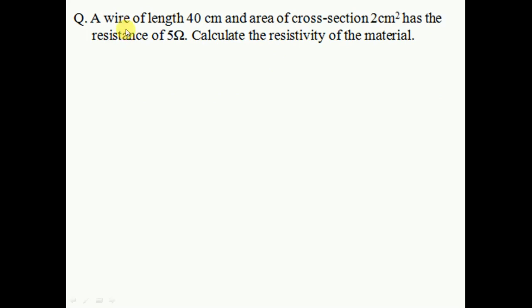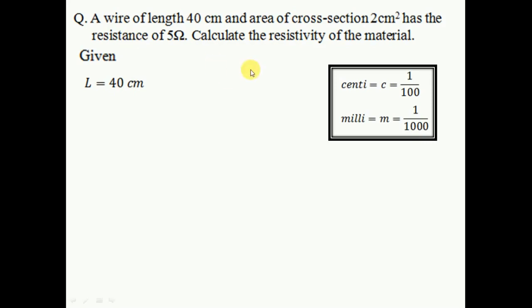So this is the next kind of question, and the problem with this question is units are not SI unit. So let's see how to do this. Given, length is 40 centimeter, and it is not SI unit, so I'll convert it into meter. Before that, I should know that centi means 1 by 100 and milli means 1 by 1000. Memorize it. Centi means 1 by 100, milli means 1 by 1000.